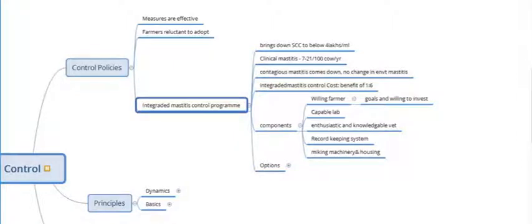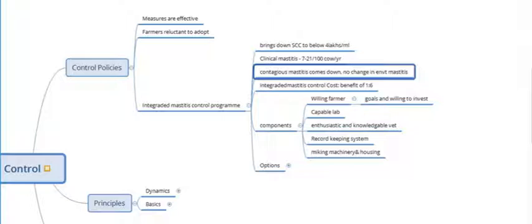And these integrated mastitis control programs have brought down the bulk tank somatic cell counts to less than 4 lakhs per ml, and the rate of clinical mastitis to 7 to 21 per 100 cows per year. Now, all these programs have been focused on controlling the episodes of contagious mastitis, and it is also noted that when the menace of contagious mastitis comes down, the rate of occurrence of environmental mastitis more or less remains the same.